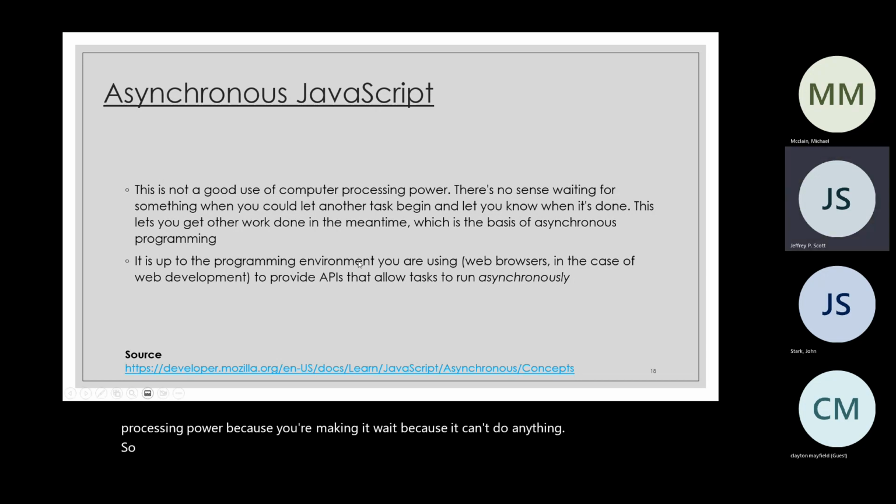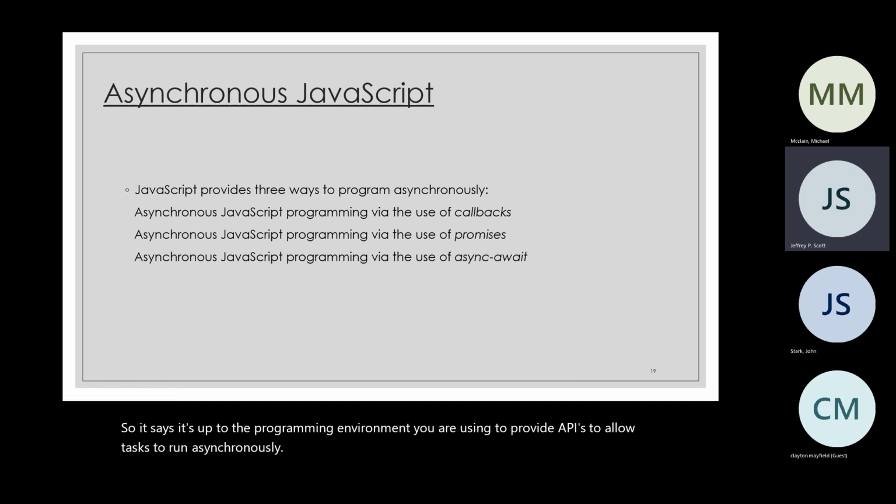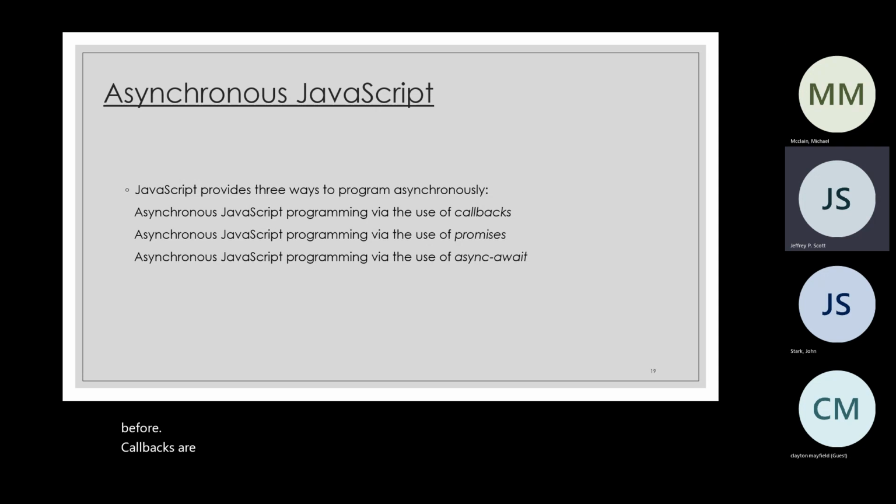So it says it's up to the programming environment you are using to provide APIs to allow tasks to run asynchronously. And as they mentioned there, JavaScript has 3 ways. We have looked at some of this before. Callbacks are the old way, and they lead to literally what's called callback hell. If you think, what the heck is callback hell? I'm not going to do it now, but open up a window in your browser and type in callbackhell.com. It's a one-page website that'll show you how callbacks can lead to callback hell.